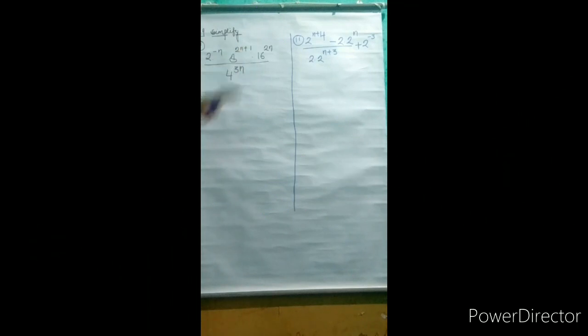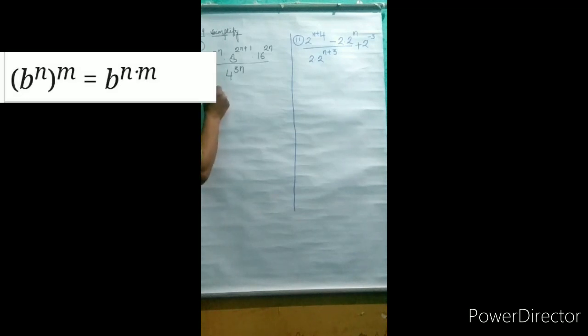In these two questions we need to simplify, but in the first question, 2 raised to power minus n, 8 raised to power 2n plus 1, 16 raised to power 2n, 4 raised to power 3n. So what we will do here, we will break up the bases into powers of 2. So see how to do what I am doing now.